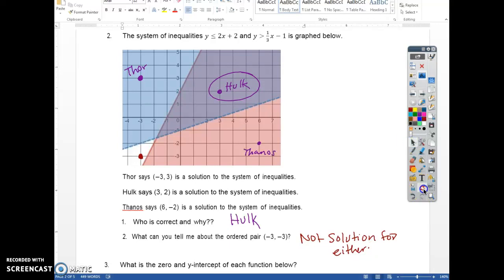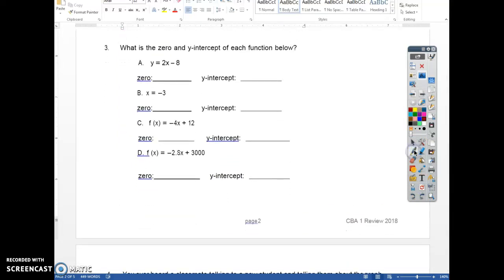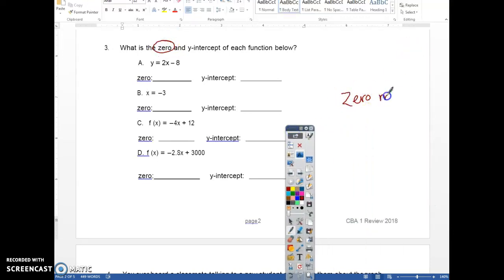Problem number 3. What is the zero and x-intercept for each function below? First of all, what does the word zero mean? Zero means what? X what? It's not just the x. What is it? Jackie? The x-intercept. So when they're asking us for zero, we're looking for the x-intercept.